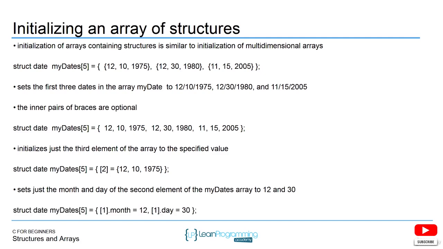If you want to just set the month and the day of the second element of the myDates array to 12 and 30, you can do something very similar. You just do a comma to separate each attribute. You don't want to actually set the year, so you wouldn't be able to use those curly braces. You could say sub 1 dot month equals 12, sub 1 dot day equals 30. And again, this syntax looks very similar to initializing struct variables elsewhere. The only difference here is because it's an array, you have to specify the index of the array. But similar syntax.